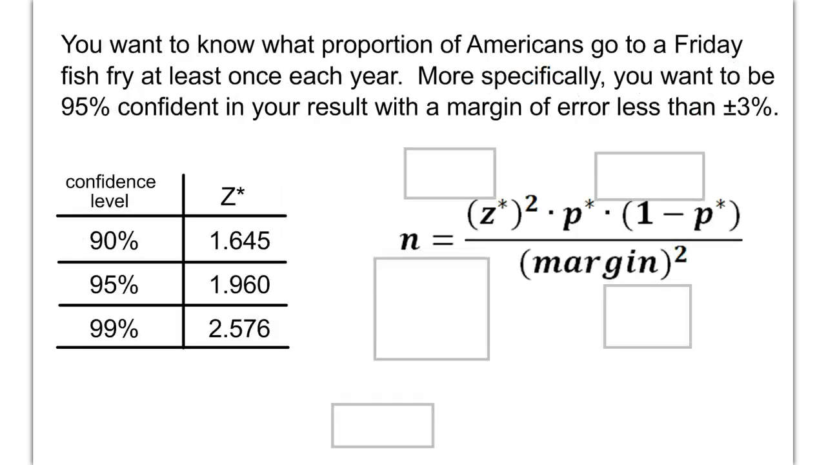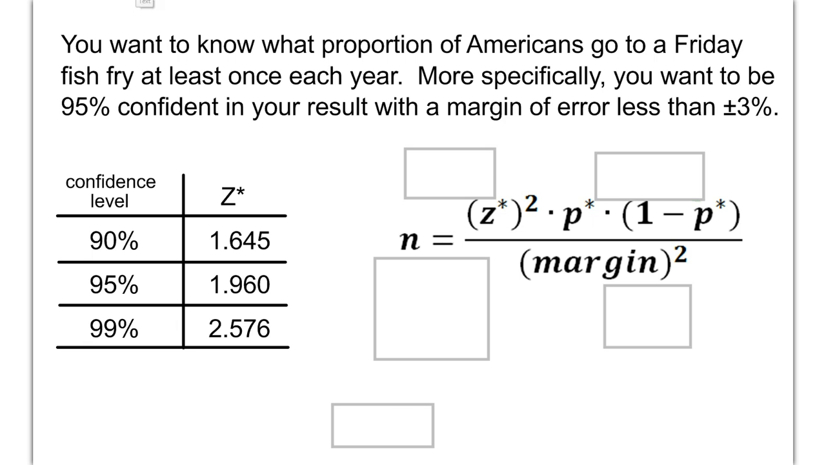So let's apply this to an example. You want to know what proportion of Americans go to a Friday fish fry at least once each year. More specifically, you want to be 95% confident in your result within a margin of error less than plus or minus 3%. Well, that's pretty specific. So let's go ahead and see what we can do.